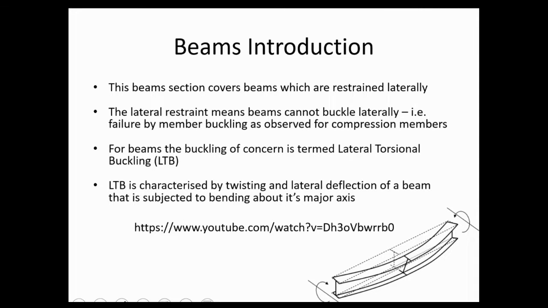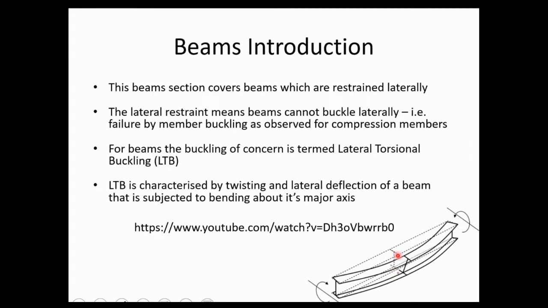So we're going to start off with beams that are mainly restrained laterally. In the example down here, the dashed line is the original beam. Then that beam can deflect downwards as we load it. So if I put a point load on the middle, it can deflect downwards. This is the bottom flange here that's deflected down.